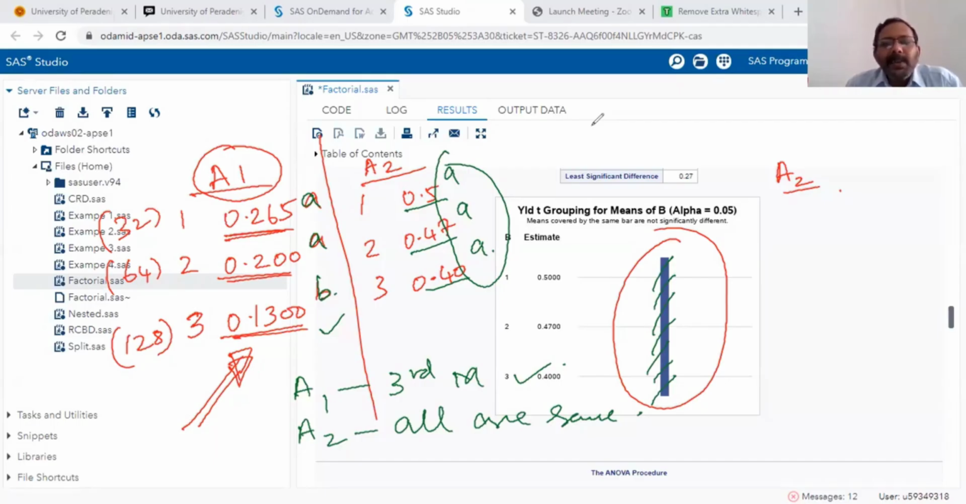Something extra you typed. That may be the reason. Total number of data is 24. Why? 4 levels of factor A, 3 levels of factor B, into replicates. So this is 24. Yes, Arosha?